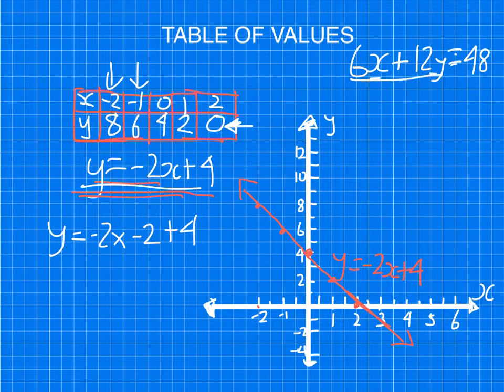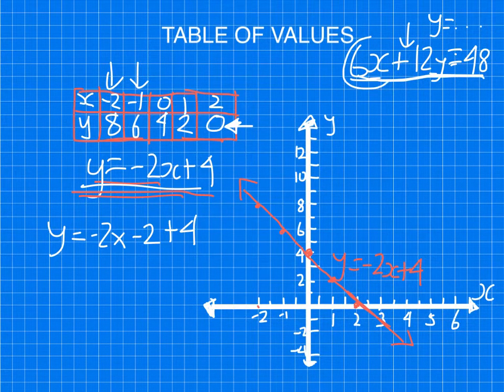I can draw up a table of values, choose x values, and find the corresponding y value. It'd be harder with this equation because each time I substitute an x value in, I have to solve an equation. I'll have to undo everything that's been done to y. So it's easiest, if you get an equation that is not in the form y equals something, to rearrange it before you do the table of values so that it is in the form y equals something. So we can rearrange this equation to get y by itself.